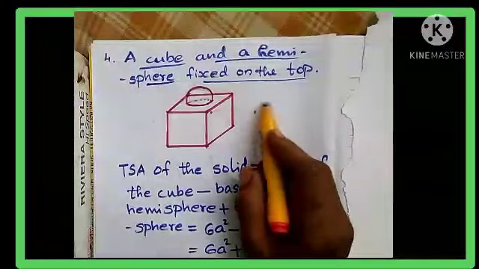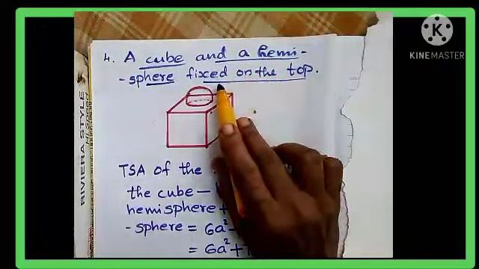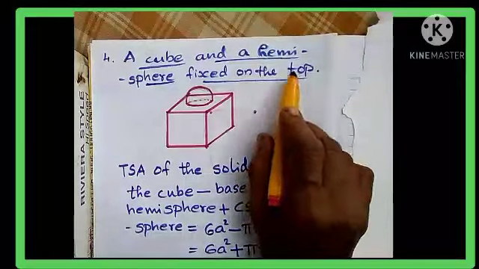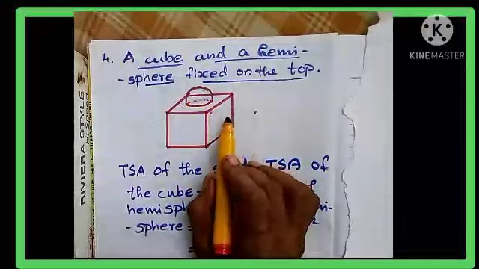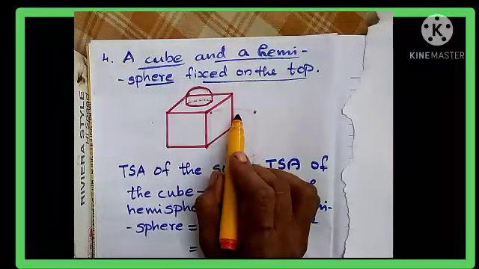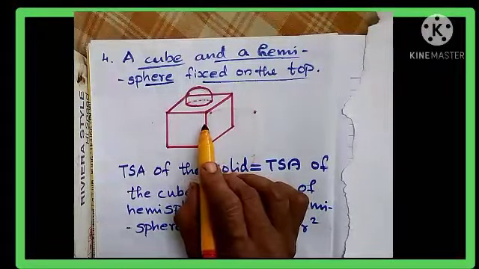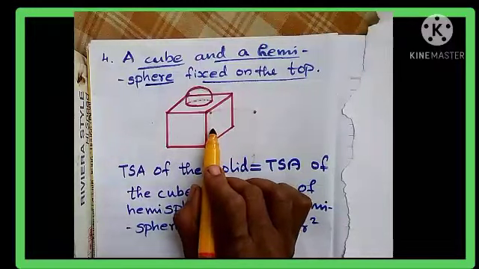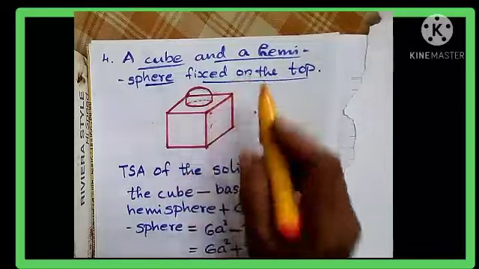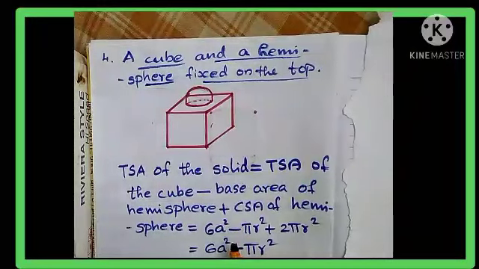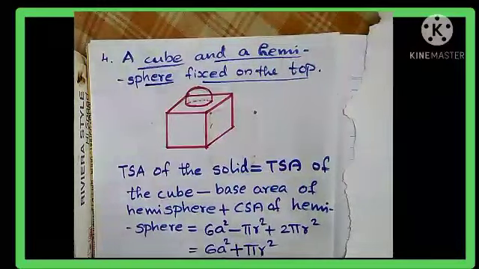Next, the fourth one. A cube and a hemisphere fixed on the top. You can see the shape. A cubical block is given, and a hemisphere fixed on the top of it. Now, can you find the total surface area of the solid?